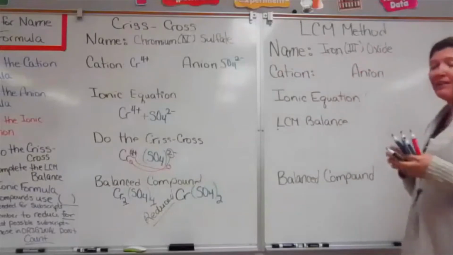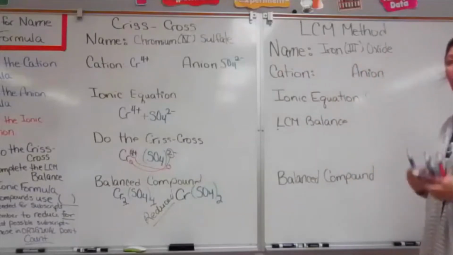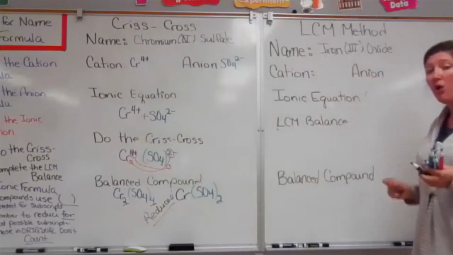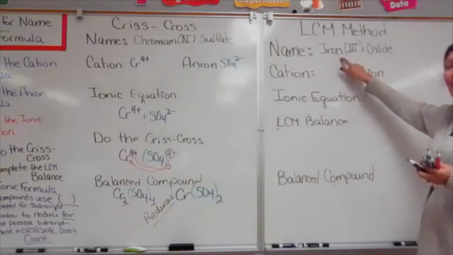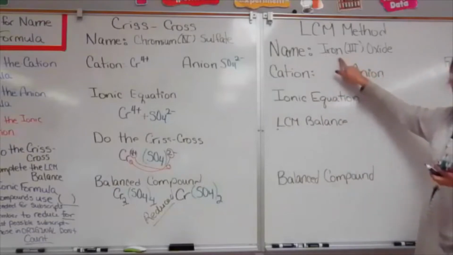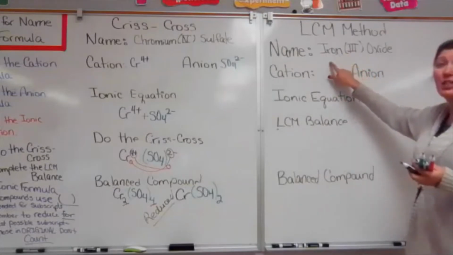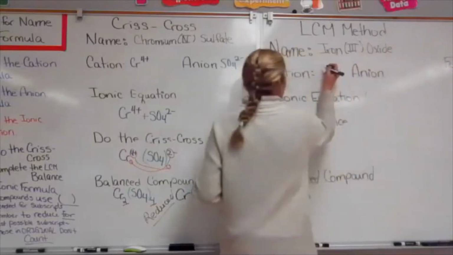So we can deduce that iron 3 is our cation for 2 reasons. 1, it's written first, and your cation is always written first. And 2, if you look up iron on the periodic table, it's in the transition metals, and metals are always cations. And because it's a transition metal, we are given the charge in Roman numerals. So iron 3 is written Fe 3+.